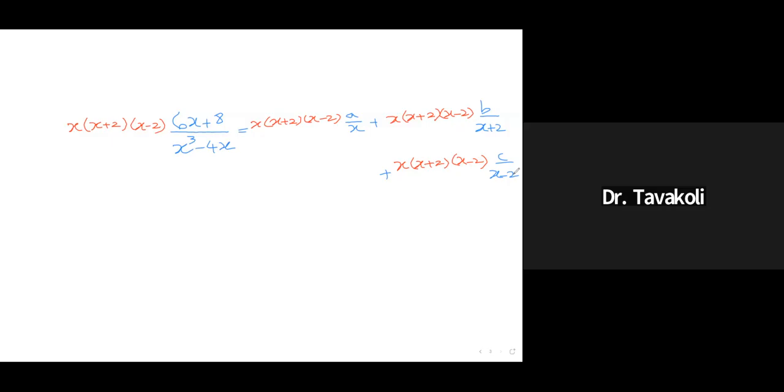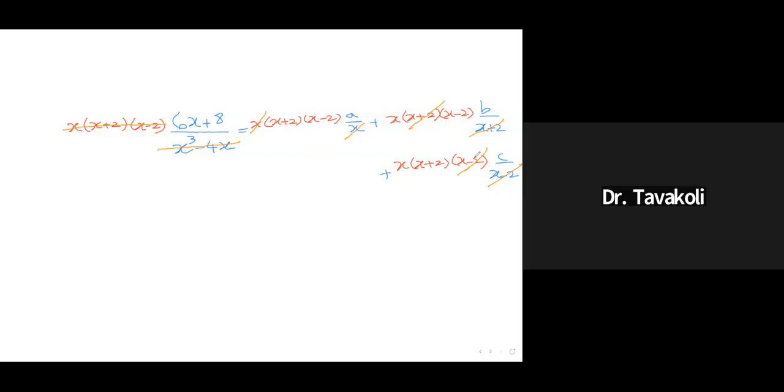Okay, now let's make the obvious simplifications here. You know that this product is the same as this denominator, so they cancel out. On the right side, the first term here, x from the top and x from the bottom, they cancel out. In the second term, x plus 2 and x plus 2 cancel out. And in the third term, x minus 2 and x minus 2, they cancel out.